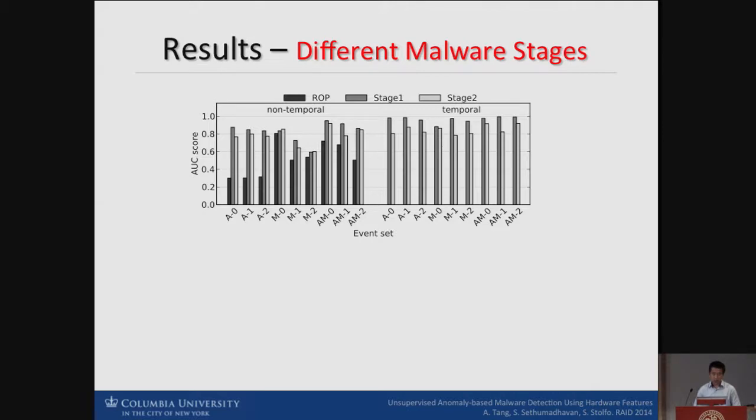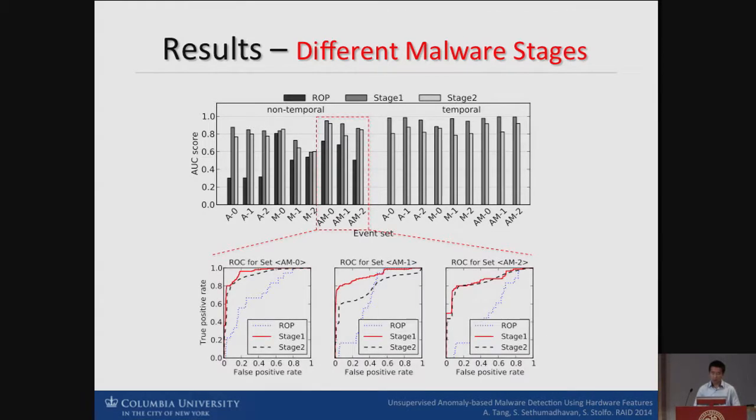So let's zoom into three of the non-temporal models that use both the architectural and microarchitectural events. Here we see the corresponding ROC curves for each of the sets. This is where we can get a better sense of the trade-offs between the false positive versus the true positive.